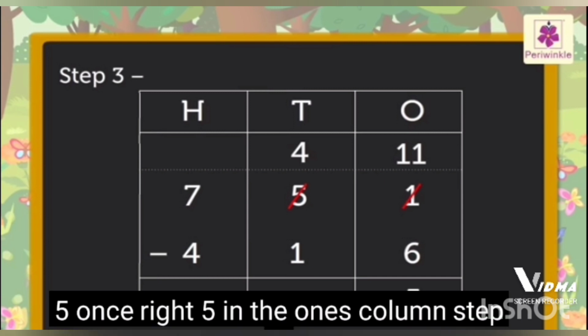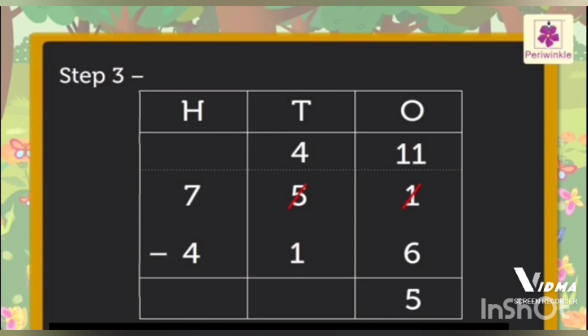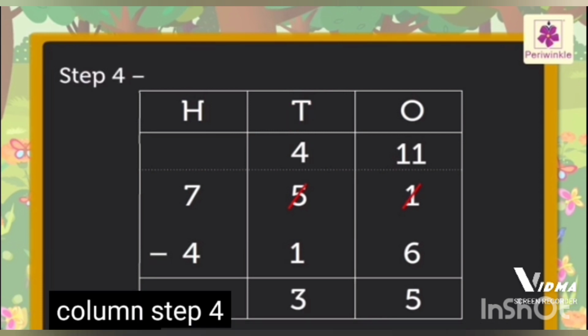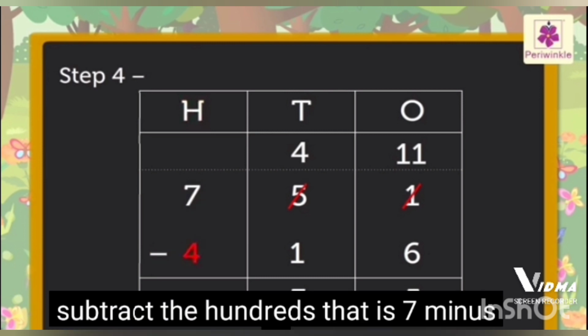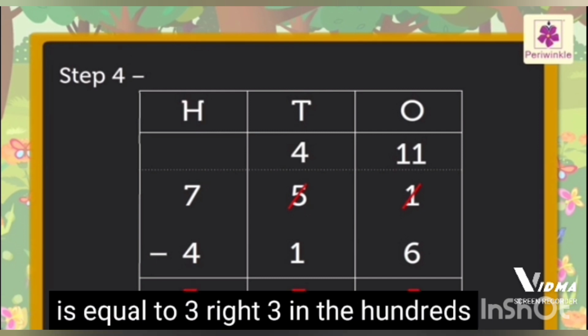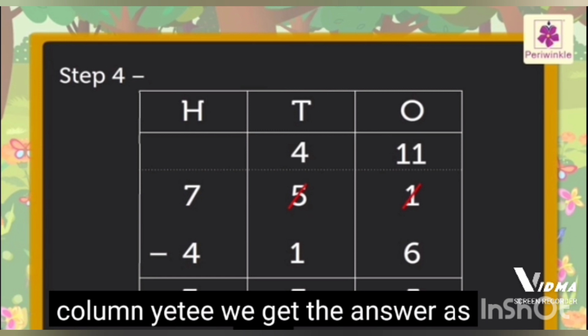Step 3. Subtract the tens. That is 4 minus 1 is equal to 3. Now write 3 in the tens column. Step 4. Subtract the hundreds. That is 7 minus 4 is equal to 3. Write 3 in the hundreds column. That's 335. So 751 minus 416 is equal to 335.